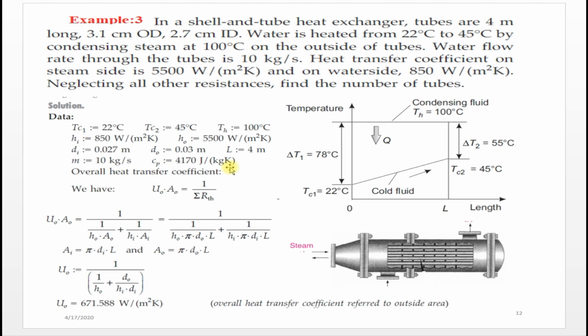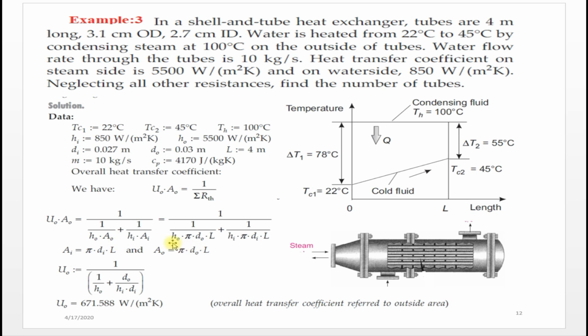Now from the overall heat transfer coefficient equation, they have considered it based on outer surface area. You can consider it based on inner surface area also. 1 by U naught A naught is equal to 1 by h naught A naught plus 1 by hi Ai. Because here they have given neglecting all other resistances. That means we have to neglect wall resistance and there is no fouling also. So what is the equation now? 1 by U naught A naught equals 1 by hi Ai plus 1 by h naught A naught.